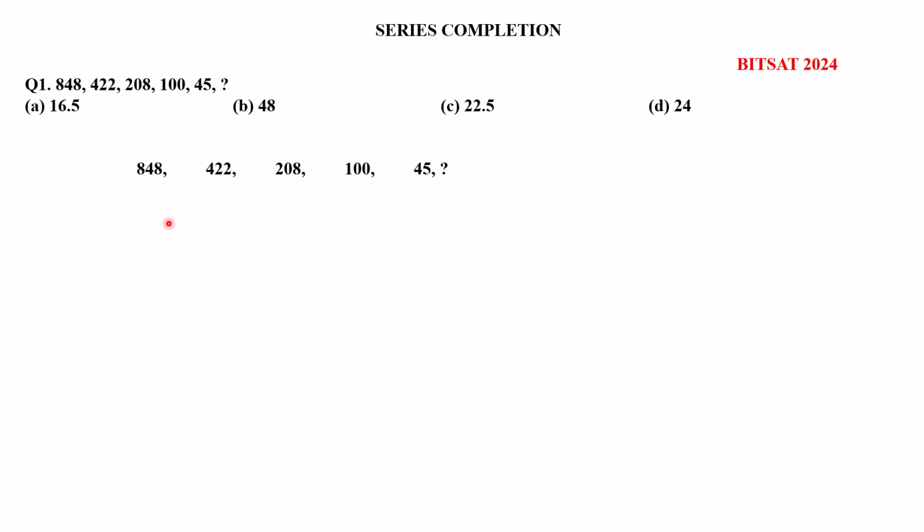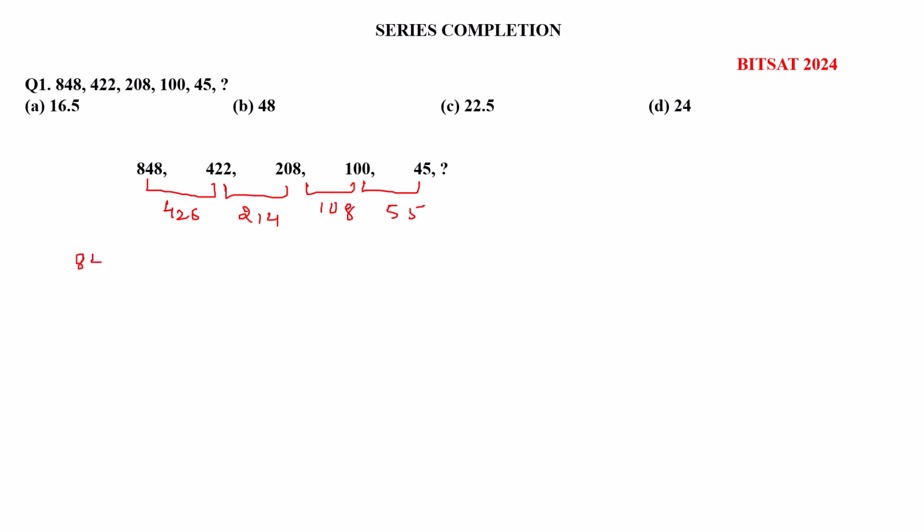As I always say, the first step to complete a series is to find the difference between the two numbers which are next to each other. Many times we may get some relation from there. Now if I subtract this 2, I am getting 426. If I subtract this 2, I will get 214. Here I will get 108. And after that, 100 minus 45 is 55. But I'm not able to get any pattern. It means there is some other trick.